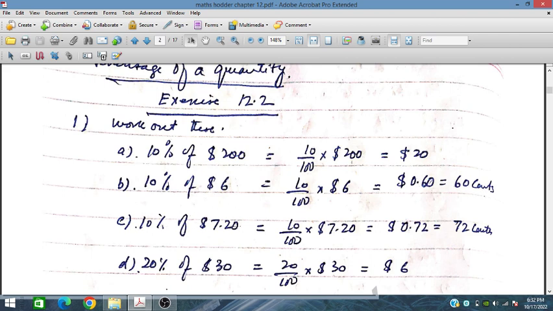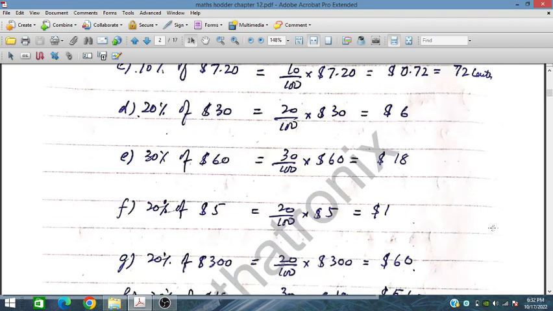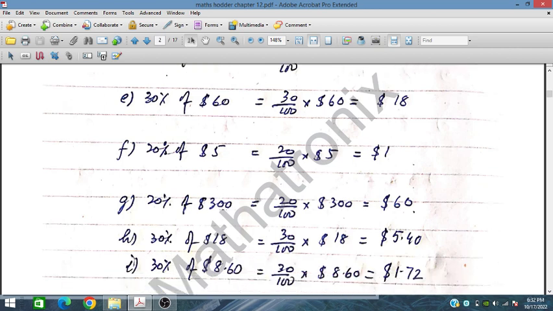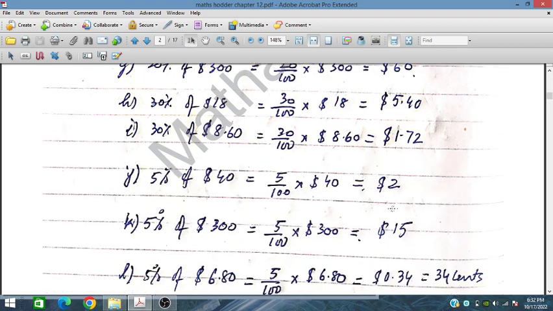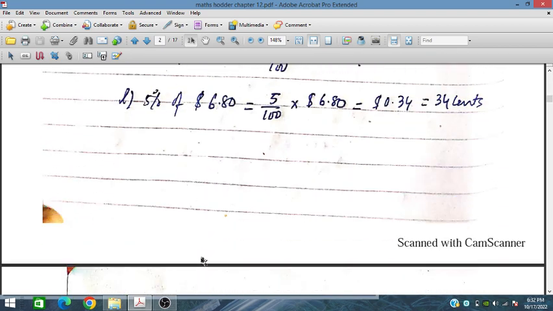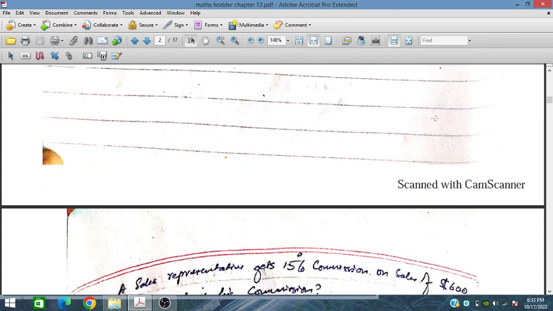10% of $7.20 is 0.72, this is 72 cents. And 20% of $300 is 20 divided by 100 into $300 is $60. Similarly, 5% of $6.8 is 5 divided by 100 into $6.8, so it is 0.34, that is 34 cents.